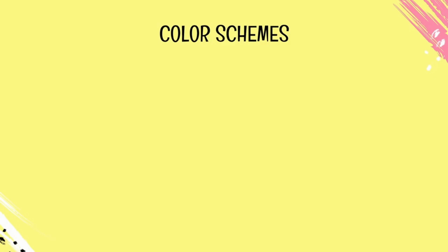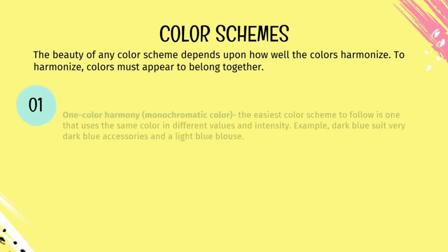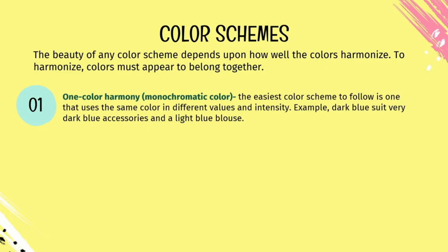Let us proceed to the color schemes. The beauty of any color scheme depends upon how well the colors harmonize. To harmonize, colors must appear to belong together. Number 1, one color harmony, or what we call the monochromatic color. The easiest color scheme to follow is one that uses the same color in different values and intensity. Example, dark blue suit, very dark blue accessories, and a light blue blouse.